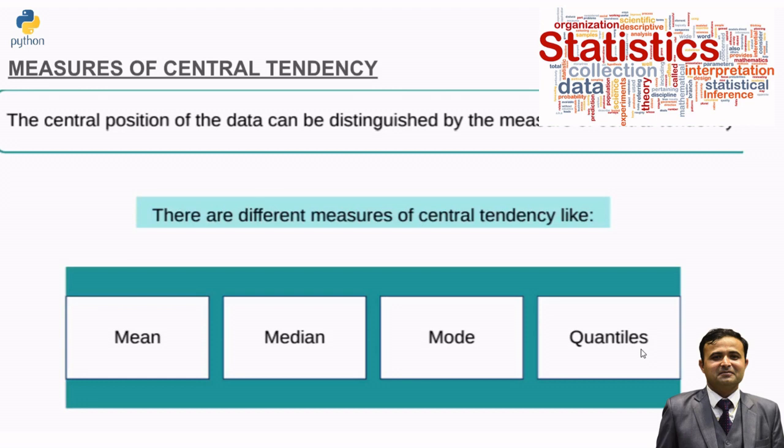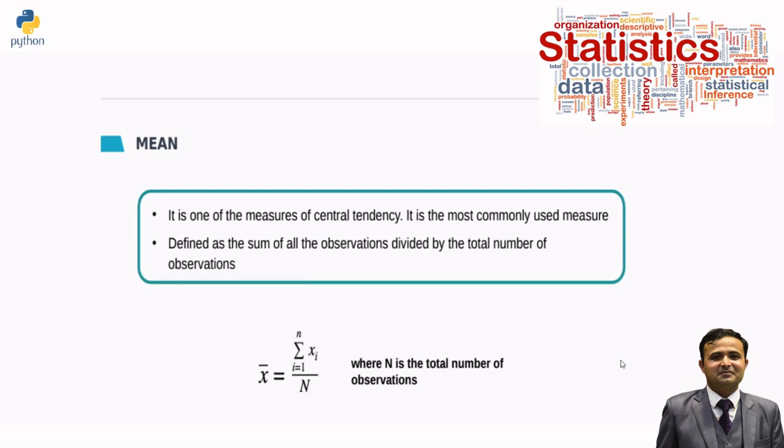So, the measure of central tendency. The central tendency of the data can be distinguished by the measures of central tendency. First ones are mean, median, mode, and quantile. Mean is one of the measures of central tendency.